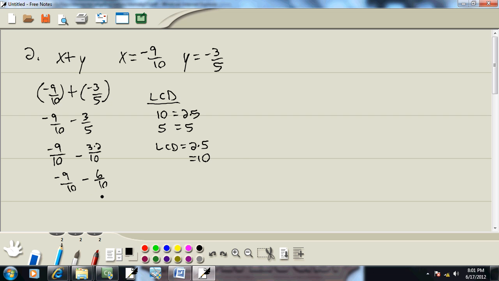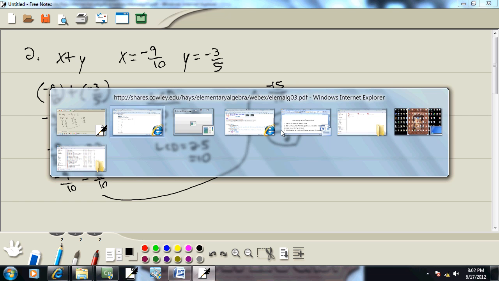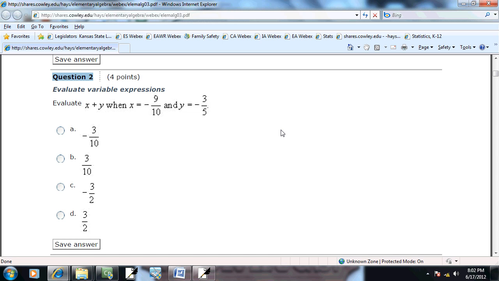Now they have the same denominator, so I add or subtract the top parts. In this case, negative 9 minus 6 gives us negative 15/10. And then we simplify the fraction. They're both divisible by 5. So 15 divided by 5 is 3, so we get negative 3 over 10 divided by 5 is 2. So our answer is negative 3/2. And that matches C.